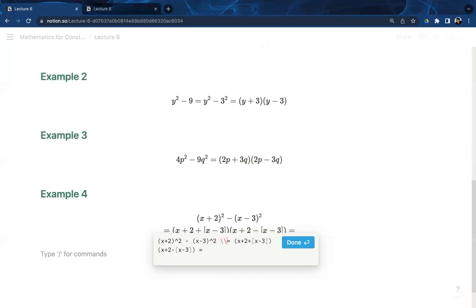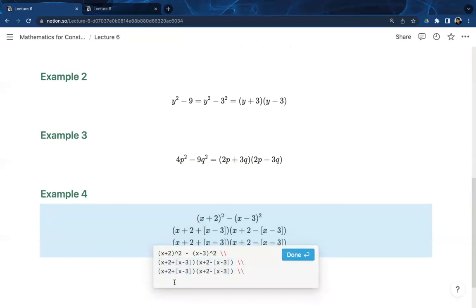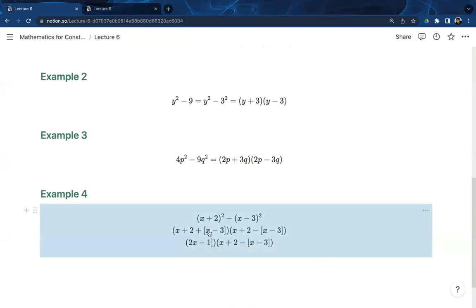Probably need to put it on a separate line for you to see. Okay. The stuff in brackets is A, this stuff is B. So this is A plus B and this is A minus B. What would I end up getting though? I would get 2x here, and 2 minus 3 is minus 1. Okay, x plus x is 2x and 2 minus 3 is minus 1.